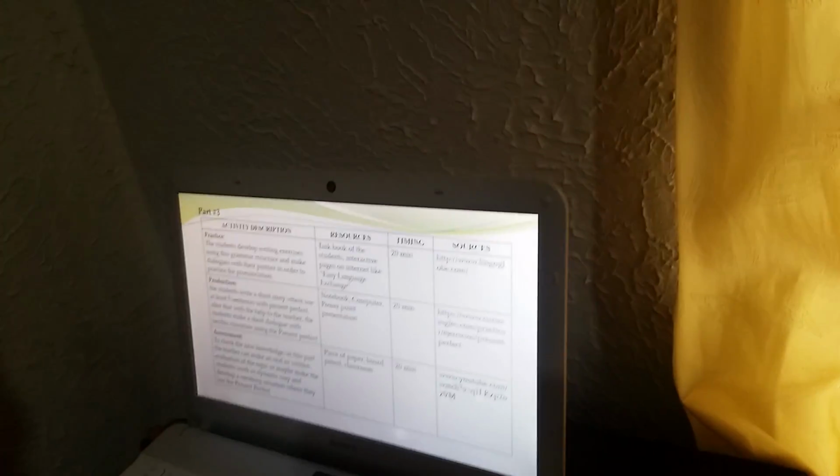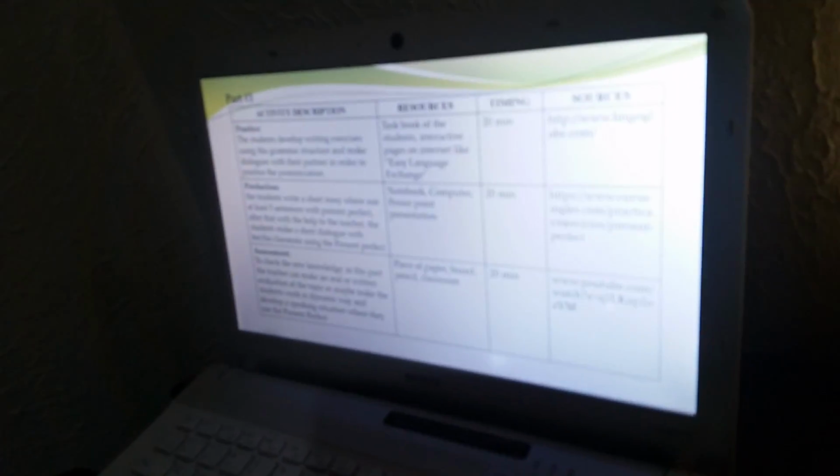In the third part of the lesson plan, we can find the practice, production, and assignment. In the practice part, the students develop speaking exercises using the grammar structure and make dialogues with their partners in order to practice the pronunciation. Talking about the resource, the teacher can use the task book.